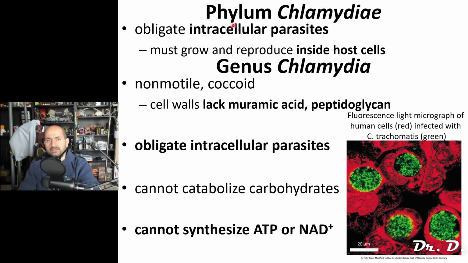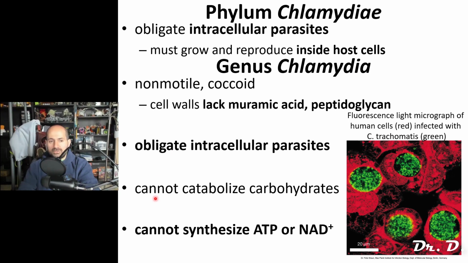Next phylum. This phylum is very interesting. This is the phylum Chlamydiae. These are obligate intracellular parasites. So these are bacteria that actually are parasitic and live within your host cells. They grow and reproduce inside host cells, and humans are the host.